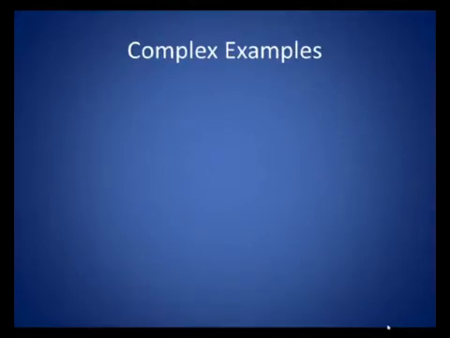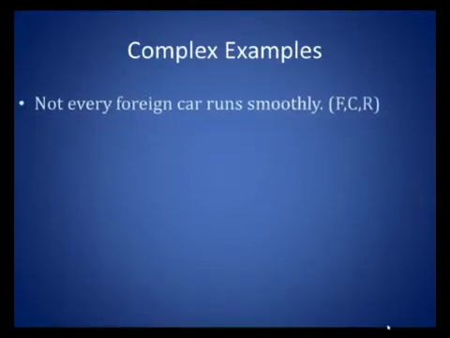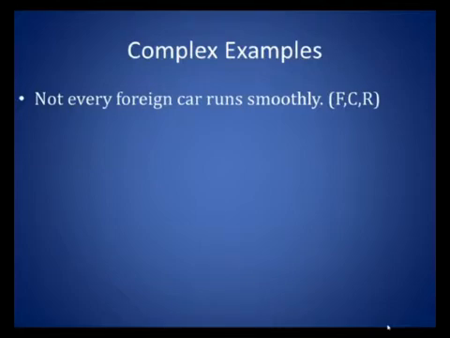Let's take a look at some more complex examples. Not every foreign car runs smoothly. Now notice I put a capital F, capital C, and capital R to the right of this statement. I'm doing this to let you know what predicate letters we're going to use. On your exams, it should look the same. This way you already know that you're going to use F for foreign, C for car, and R for run smoothly. Now this is not the easiest translation, but hopefully it'll make sense once I show it to you.